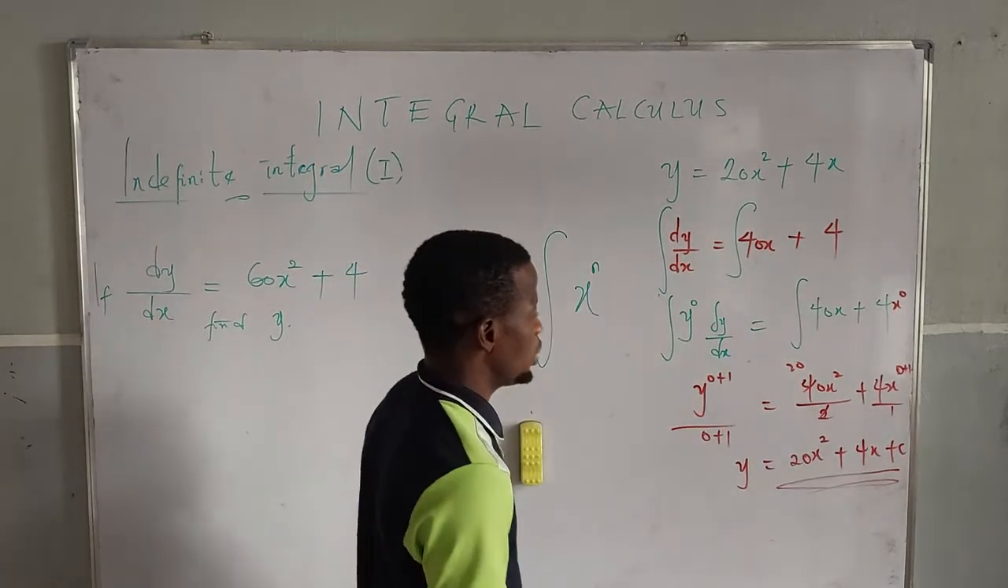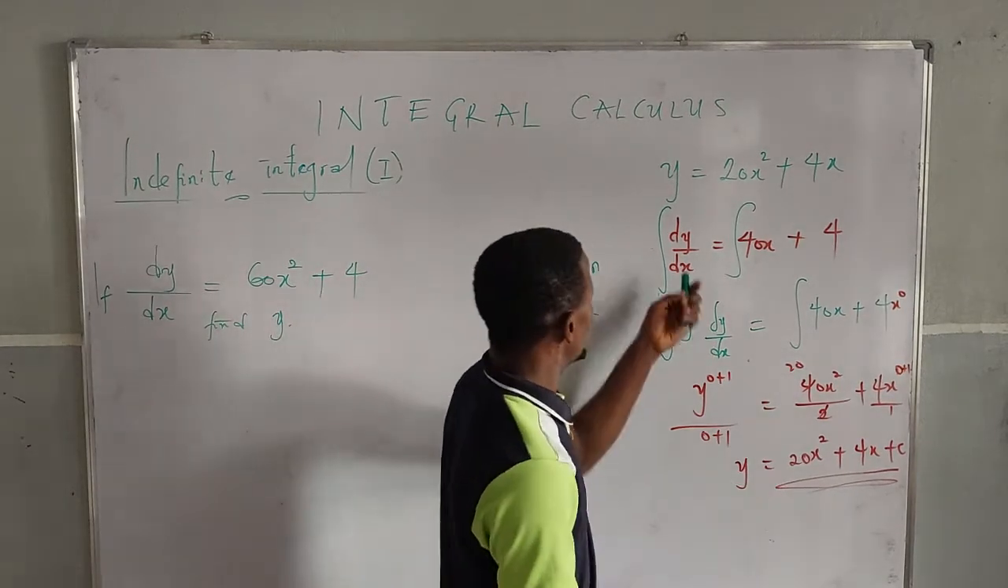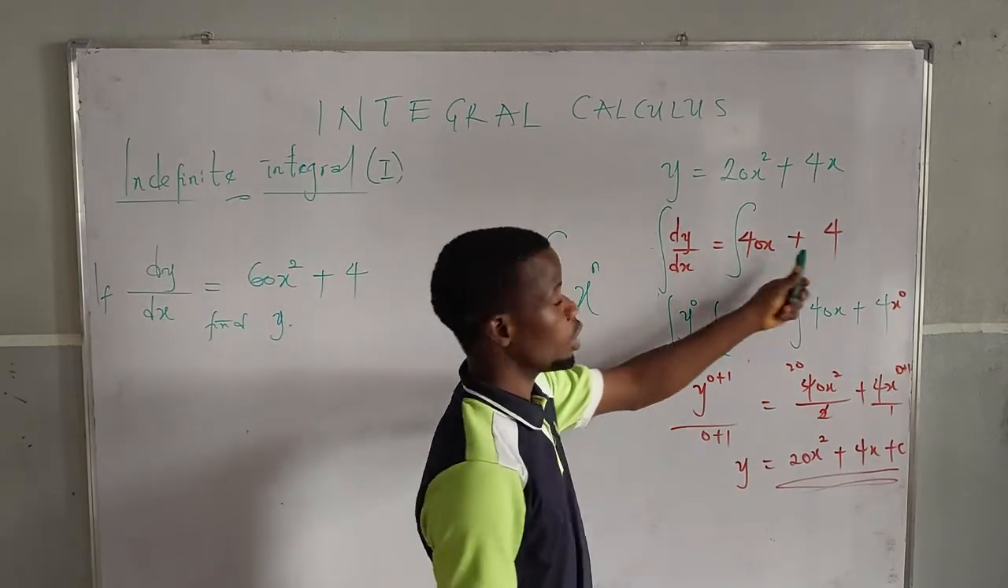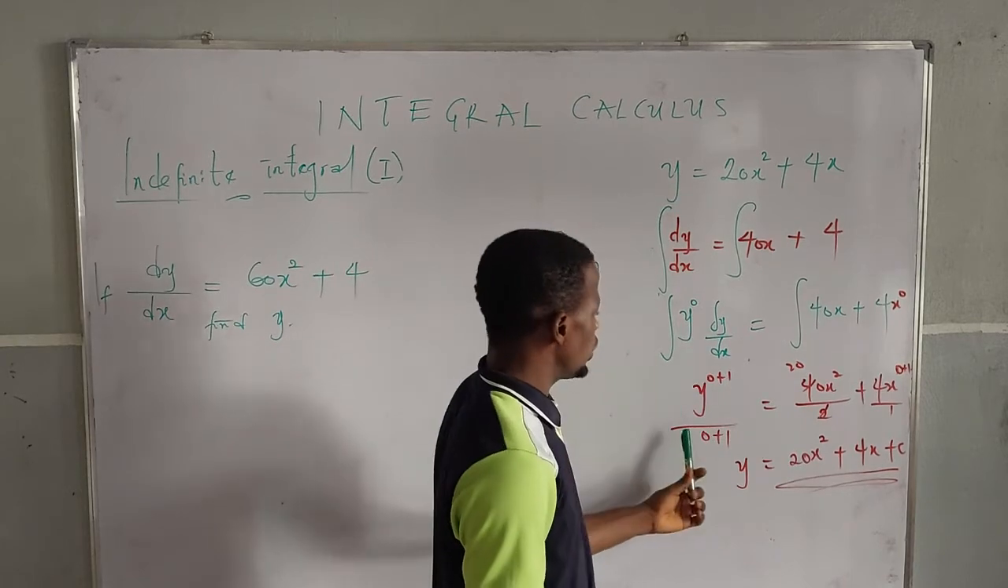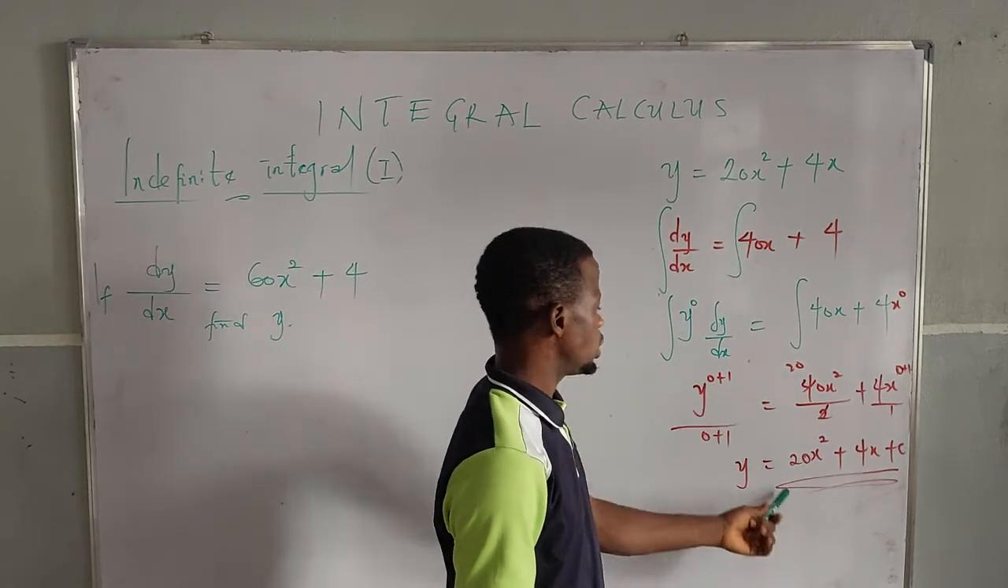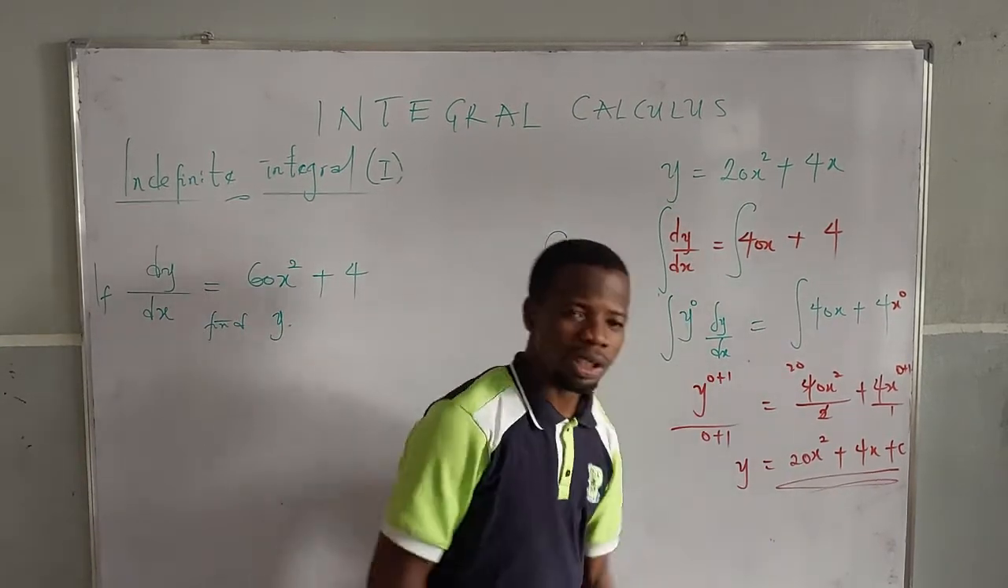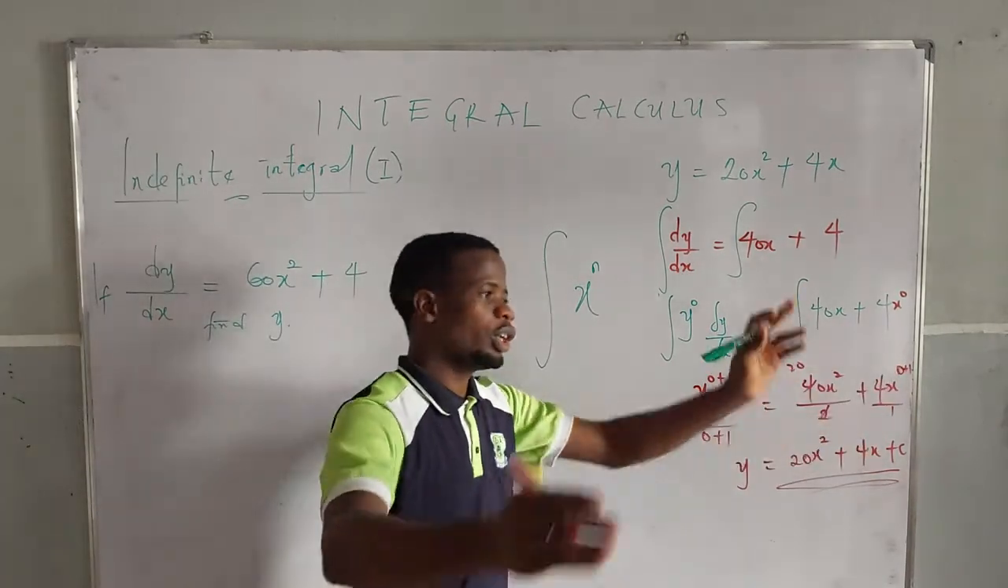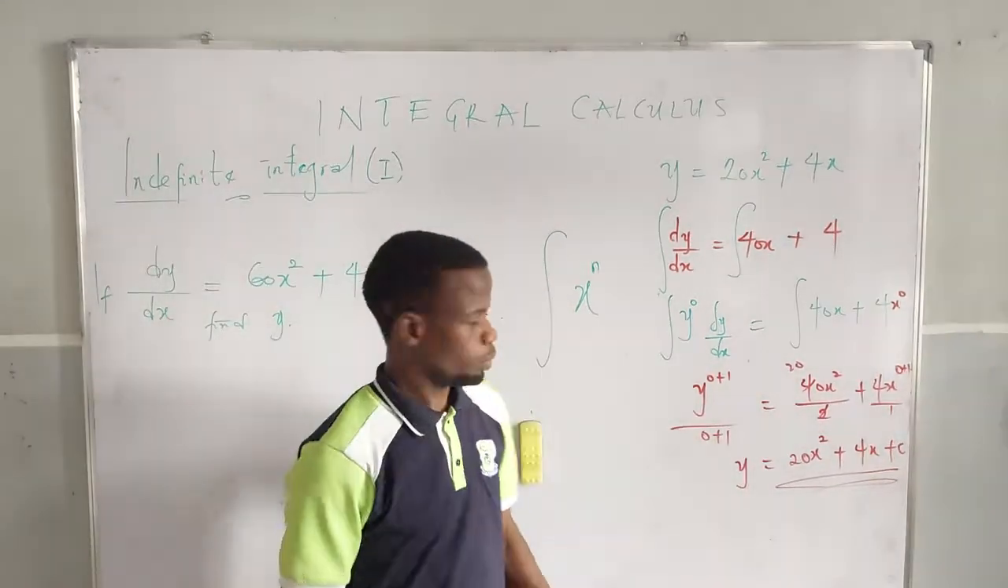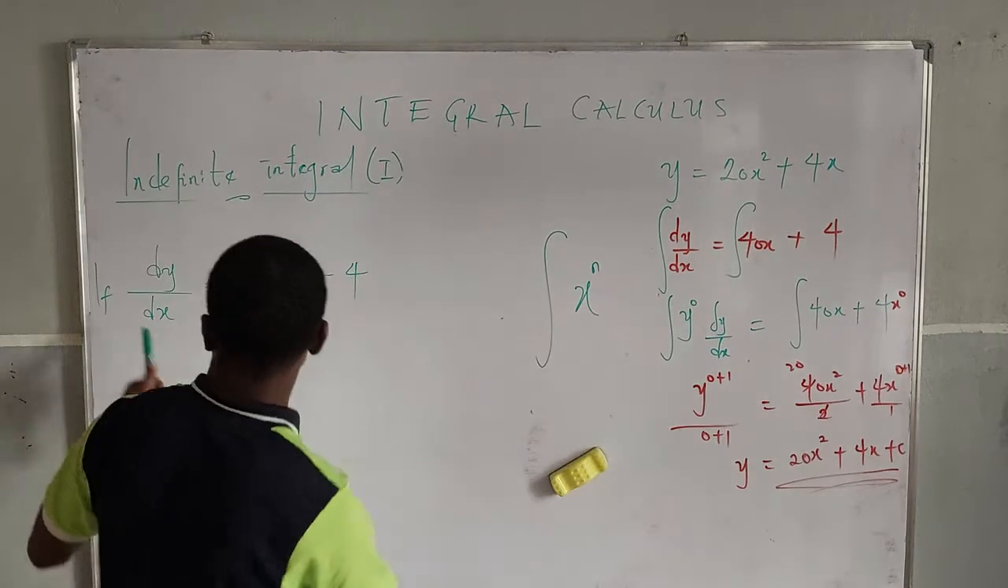So what are we having? We are having this question. We differentiated this question, we got this. Now integrating it, we are getting this back, the function. That means that integration and differentiation are the opposite of each other. Let's continue. Let's see this question.